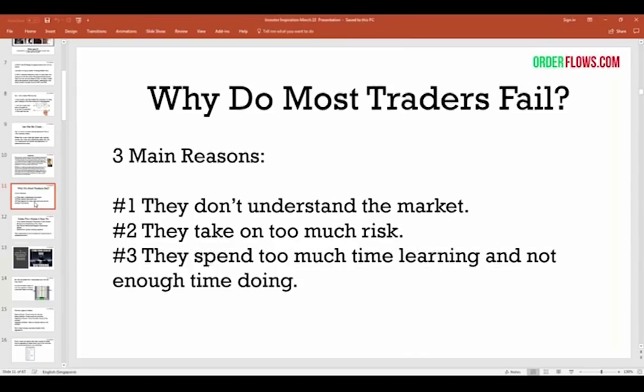Number one is they don't understand the markets. Most traders come into the trading industry on the retail side thinking they could just buy a trading system off the shelf that's guaranteed, no drawdown, and 50% return on your money per week or something like that. It's just not realistic and it's not going to happen. Number 2 is they take on too much risk. They're highly leveraged, and that's not how you should be trading. And number 3, they spend too much time learning and not enough time doing. They spend all their time in sim and without actually trading in real time with real money. There's a big difference between trading with real money and trading with paper money.